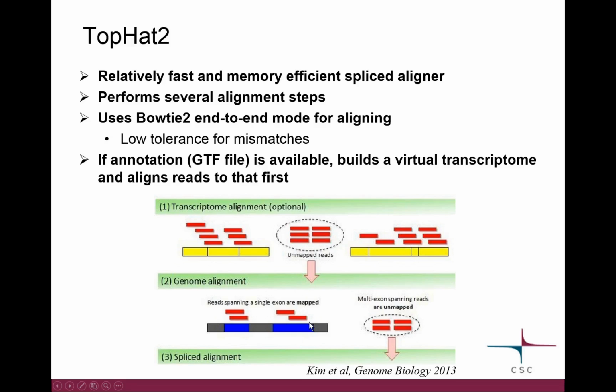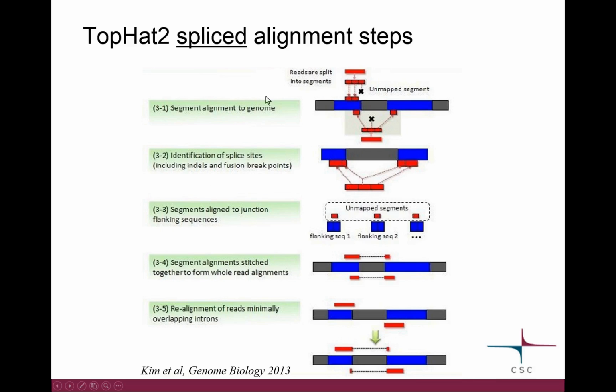However, some reads won't map, these guys here, so they will go to the next step, which is matching the reads to the genome. And again, those reads that match nicely within an exon will happily map at this point, but some reads don't, and then they will go to the next step. All these steps, this matching and this matching, actually happen with that Bowtie aligner. So TopHat is orchestrating the whole thing, but Bowtie is doing the job.